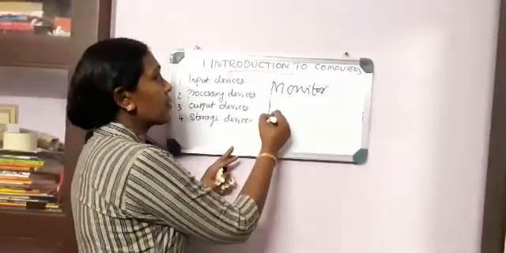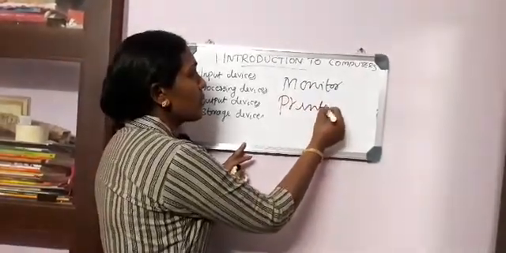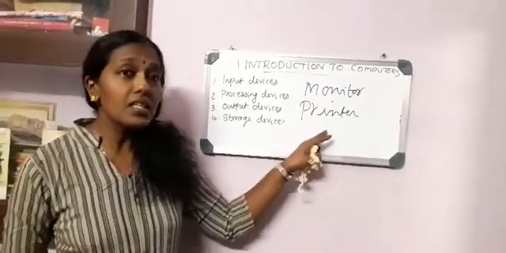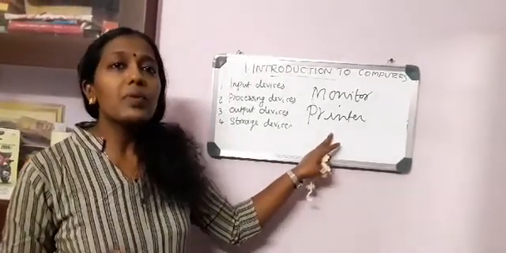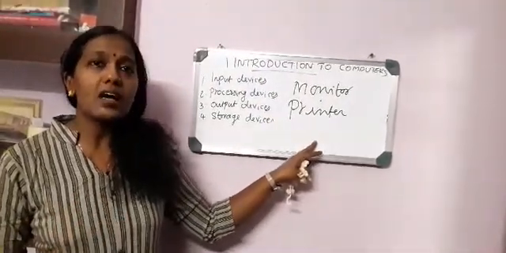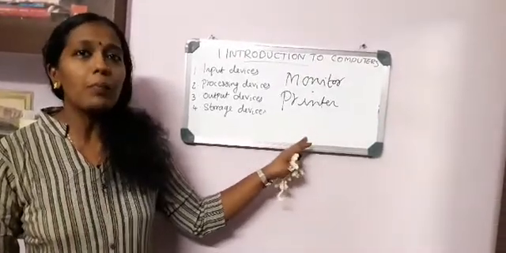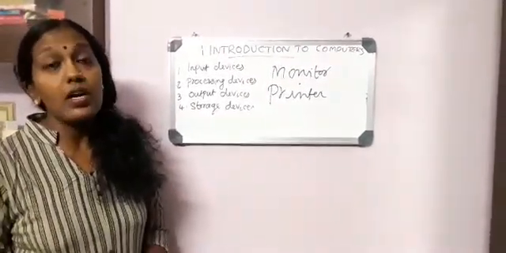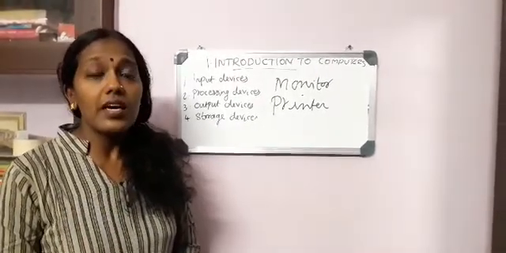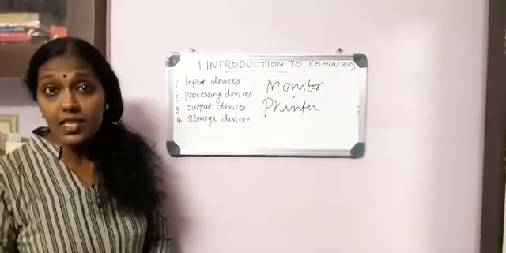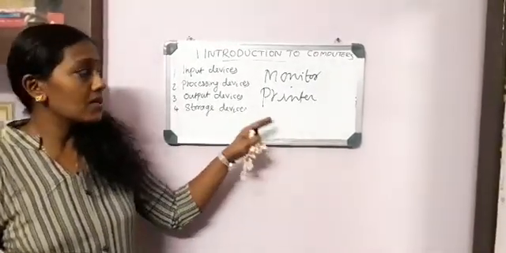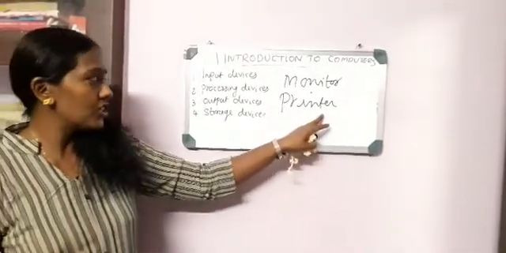Next one is printer. What about printer? You may be seeing different types of printers, right, children? What is the use of a printer? Printer accepts the graphics or text from the computer and transfers it onto paper. Dot matrix printer, inkjet printer, laser printer. That is about printer, children.